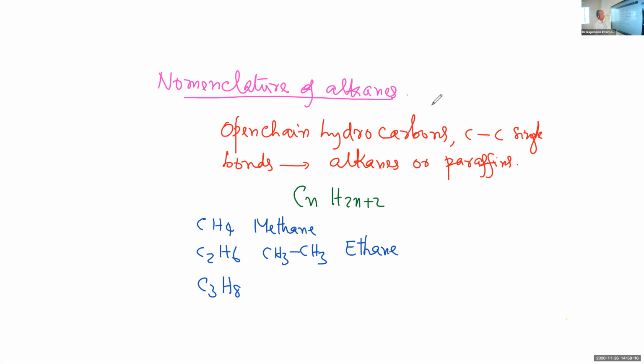Now you come to the next higher compound, C3H8. Using the general formula CnH2n+2, where n is equal to 3, C3, H2 into 3 plus 2, so that it is C3H8.